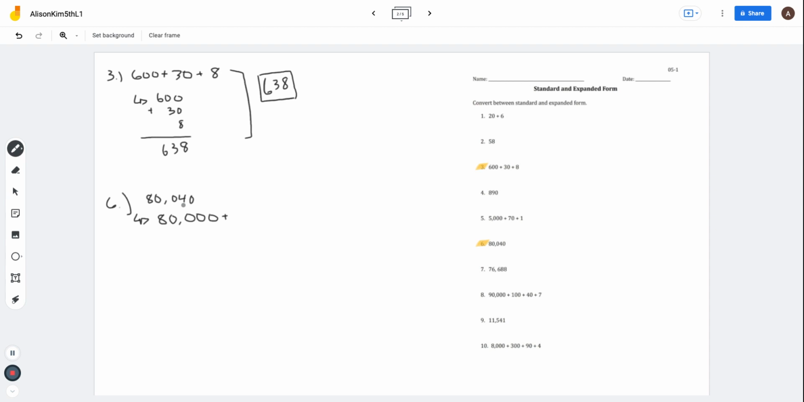And we see that in the tens place, there's a 4. So we're going to put a 4, and then we see that there's only 1 0 behind it, so we're going to put the 0 there. So it's going to be 40. And that should be our final answer. So our expanded form of 80,040 is just 80,000 plus 40. And that's how you do the first worksheet.